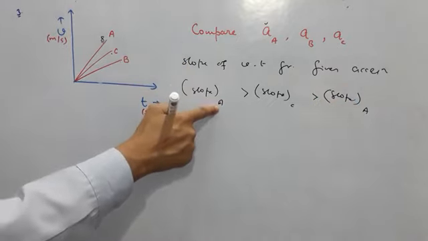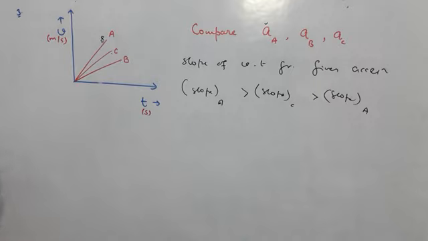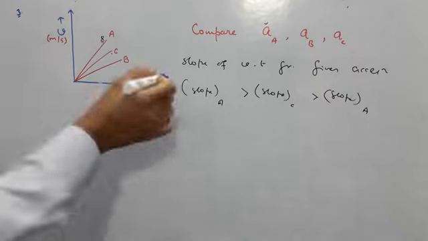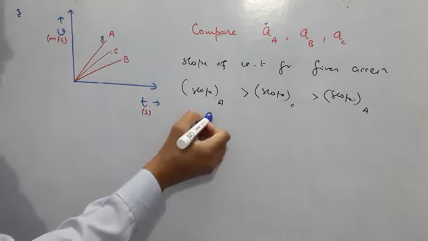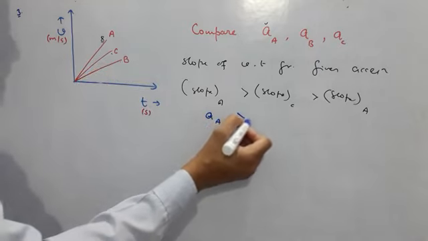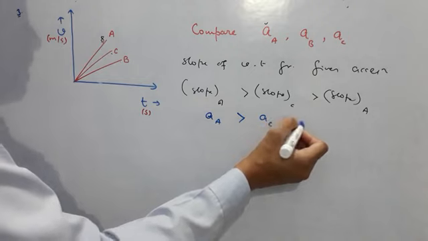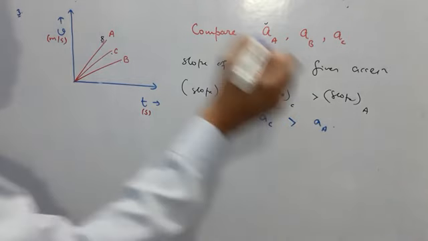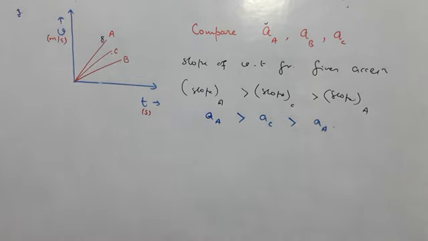But the slope of a VT graph gives acceleration. So instead of slope, we can write acceleration. These are the slopes for the velocity time graph. That means the acceleration of particle A is greater than particle C and that is greater than the acceleration for particle B. So this is the answer to this simple question.